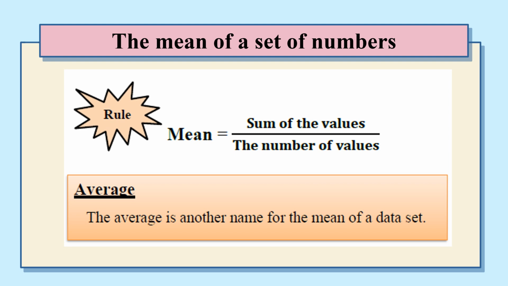The mean of a set of numbers. Here we have a rule to find the mean. Mean equals the sum of the values over the number of the values. As we said before, the average is another name for the mean. So the mean means average and balance point, and we can find it using the balance point and also using the rule, which equals the sum of the values over the number of values.